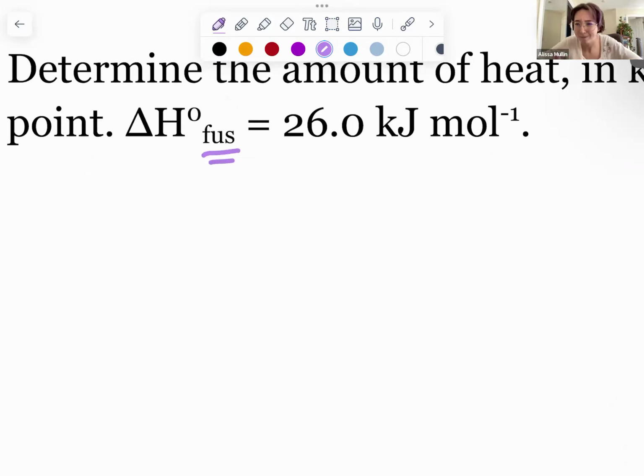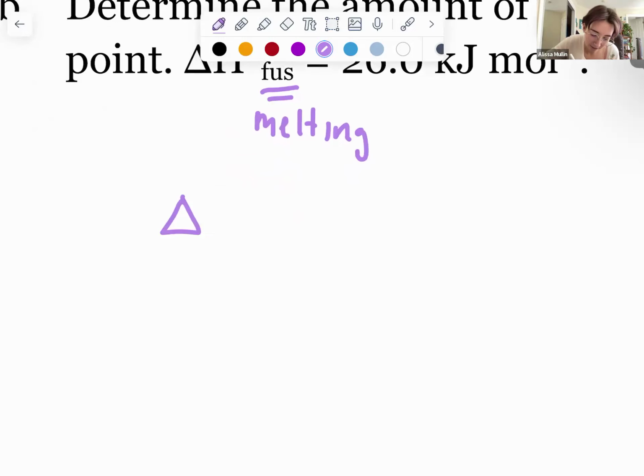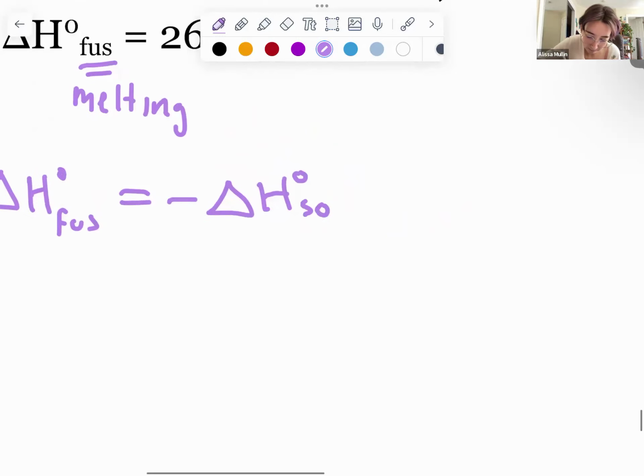And that's so rare that in textbooks and resources, they usually have tables full of fusions for all substances. They never bother giving you the other one because you just need to be able to recognize that melting is the opposite of the solidifying process. So the delta H of fusion is just equal to the negative value for our delta H of solidifying.